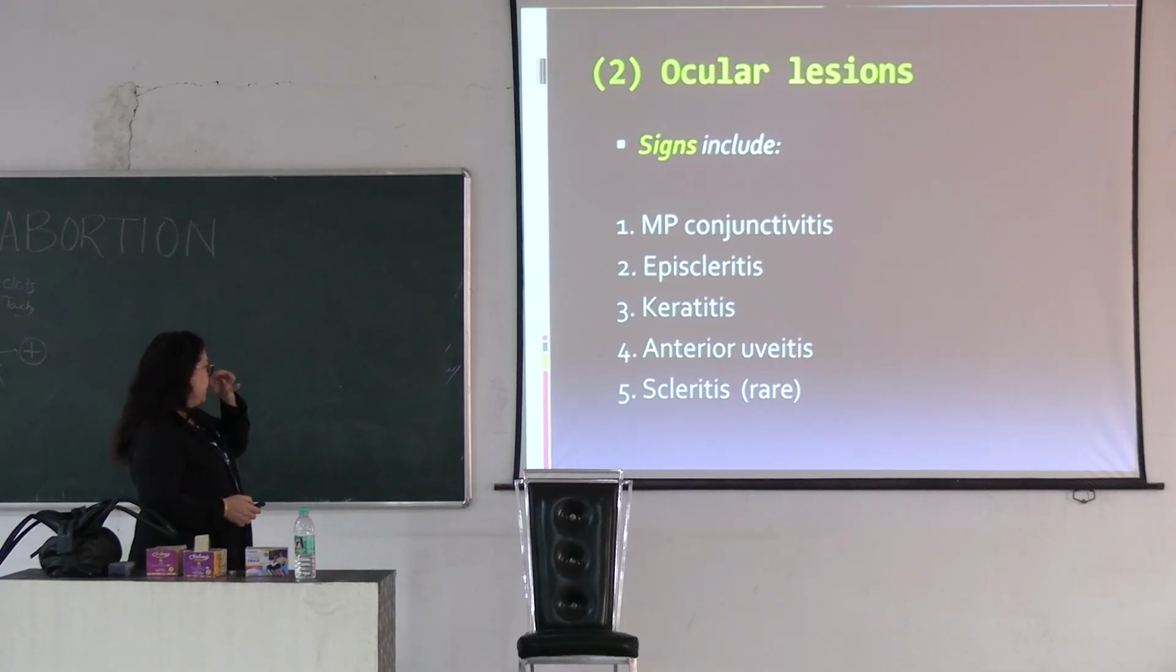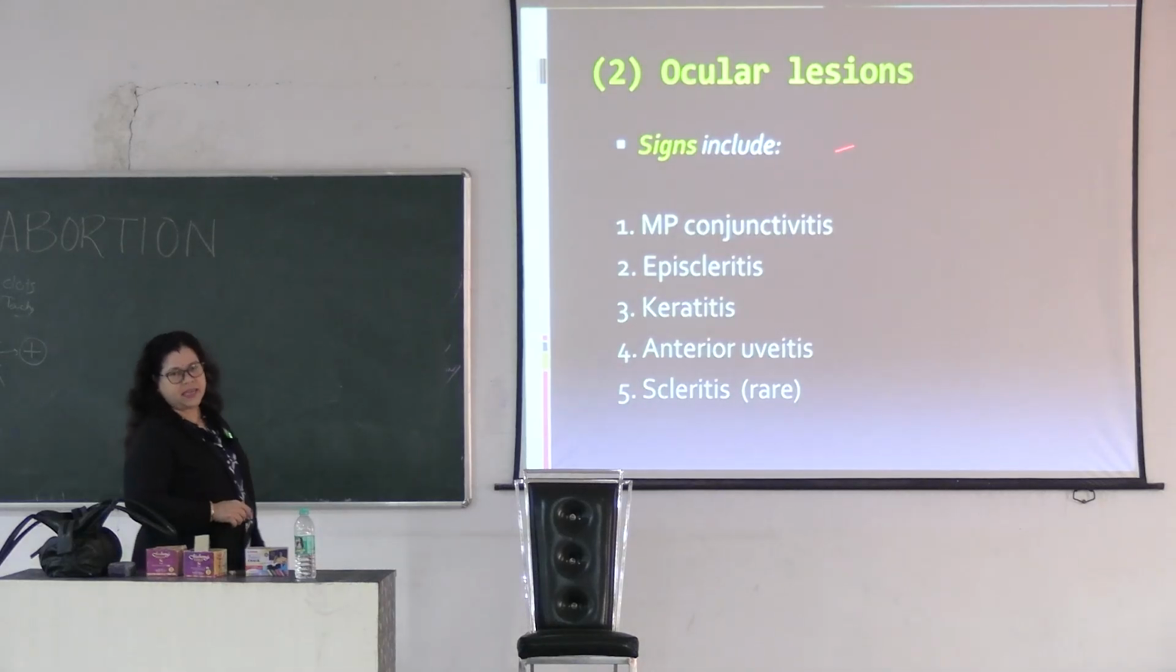Then ocular lesions. There are 5 types of ocular lesion. First, if only the conjunctiva is involved, then mucopurulent conjunctivitis. If the episclera is involved, episcleritis. If the cornea is involved, then keratitis occurs. If the iris is involved, then anterior uveitis, and if the deeper layer, the sclera, is involved, that is called scleritis, but it is very rare. Episcleritis is common, but scleritis is rare.